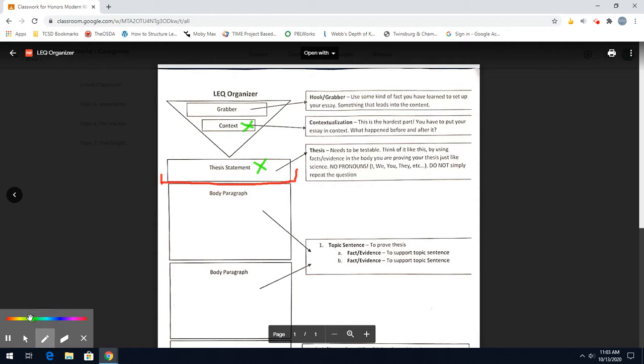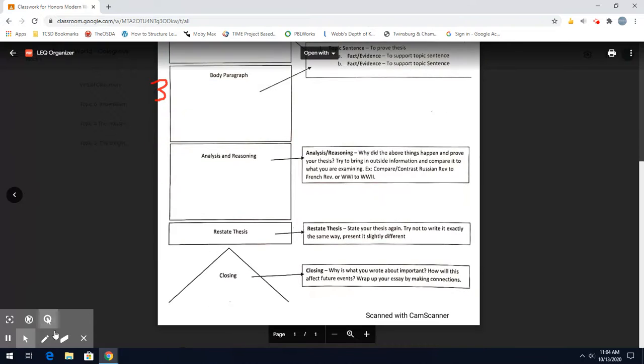Our second paragraph is going to be our body paragraph right here. So this is 1. Then we have our second paragraph over here, 2, our first body paragraph. Second body paragraph here is our third paragraph. Fourth paragraph will be analysis and reasoning. And then this one down here will be our fifth paragraph, which is your conclusion.